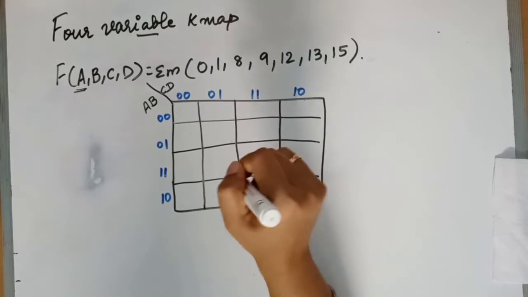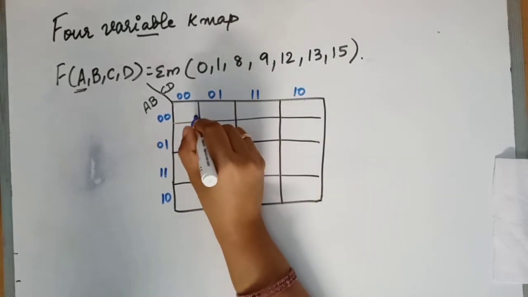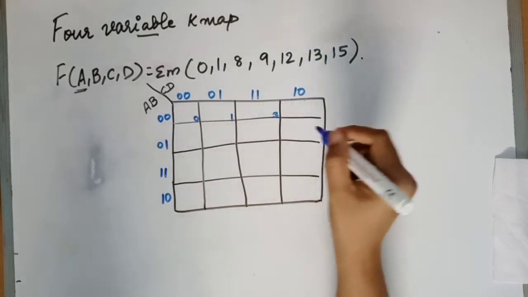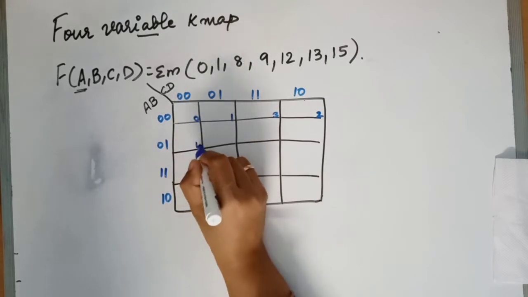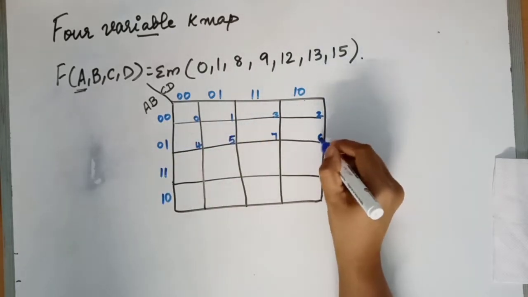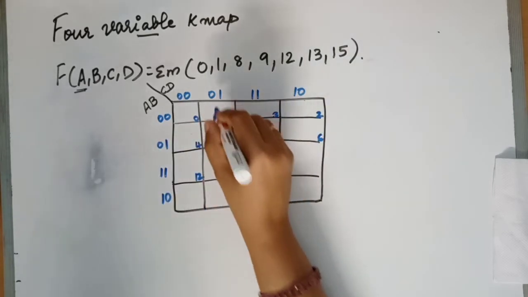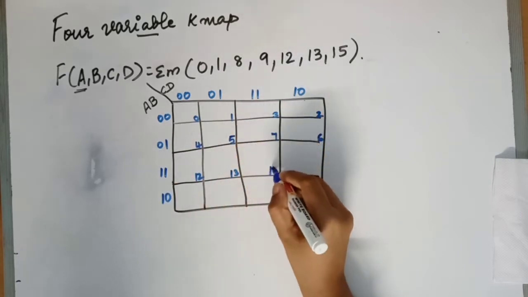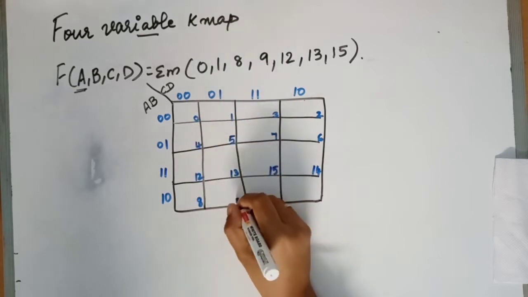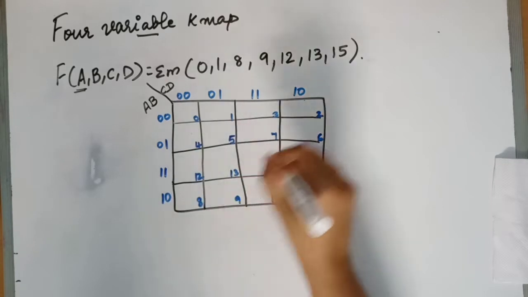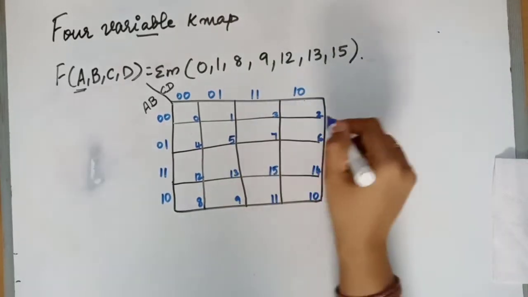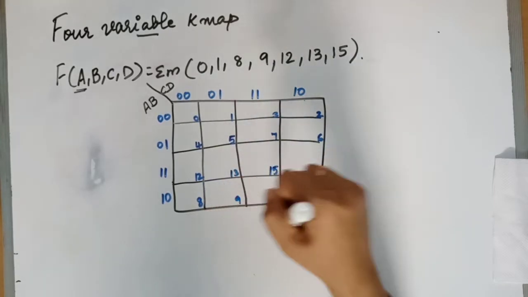Then we'll write the values of each block. So 0 0 0 0 will be 0, 0 0 0 1 will be 1, 0 0 1 1 will be 3, 0 0 1 0 will be 2, 0 1 0 0 will be 4, 0 1 0 1 will be 5, 0 1 1 1 will be 7, 0 1 1 0 will be 6, 1 1 0 0 will be 12, 1 1 0 1 will be 13, 1 1 1 1 will be 15, 1 1 1 0 will be 14, 1 0 0 0 will be 8, 1 0 0 1 will be 9, 1 0 1 1 will be 11, and 1 0 1 0 will be 10.